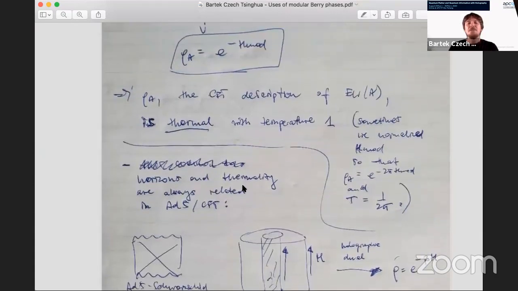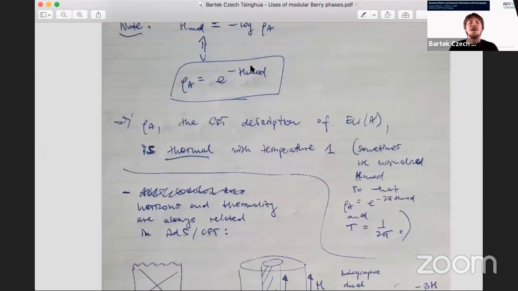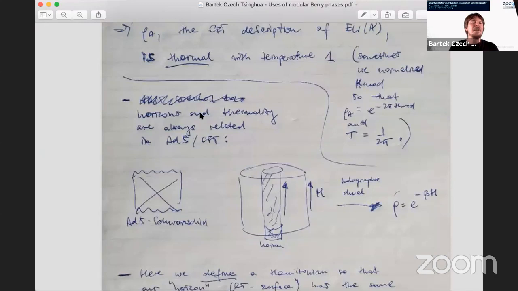So notice that we chose this H mod so that rho A would look thermal with respect to it, but whenever we have thermal states, thermality on the CFT side is typically related to horizons in the bulk of AdS. So an example of this is an AdS Schwarzschild geometry. This is the Penrose diagram, but if I draw it in terms of a cylinder, it really looks like this. There's some horizon at some fixed radius where I cannot fall inside. A single-sided black hole looks like this.